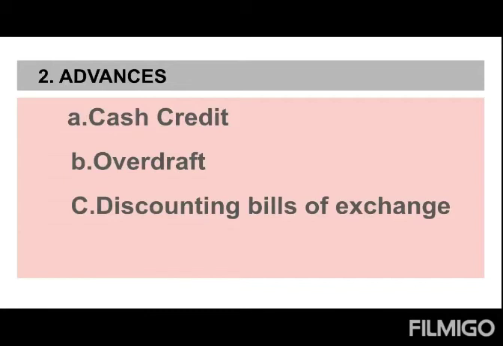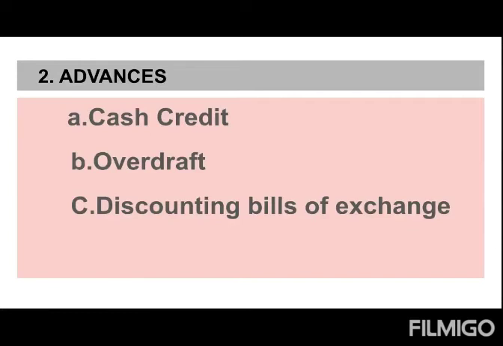There are 3 types of advances: cash credit, overdraft, and discounting bill of exchange. If a person wants to get a cash credit, 2 conditions are there. At least he must be a current account holder or a savings account holder. Another one is, before giving cash credit, the banker will ask the person to open a special account. The name of the account is called cash credit account. The money the banker gives as advance will be credited in the cash credit account. From that account, he can withdraw the money as and when he requests.